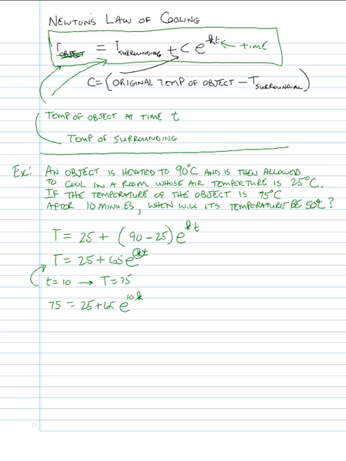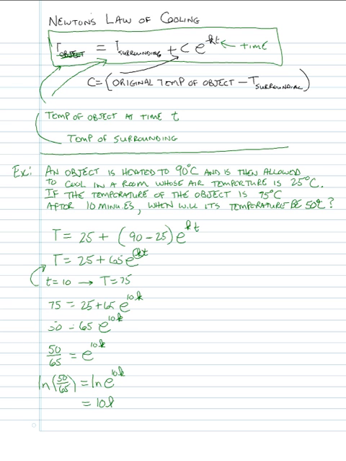So first we'll subtract 25 on both sides. 75 minus 25 is 50. Then we divide out the 65. So I have 50 divided by 65 is equal to e to the power 10k. And we can simplify the left side. We don't really need to. We could just take the natural log of it, because we're taking the natural log of both sides, of course. And on the right side, when we take the natural log, we're left with just the exponent. We've been through this multiple times.